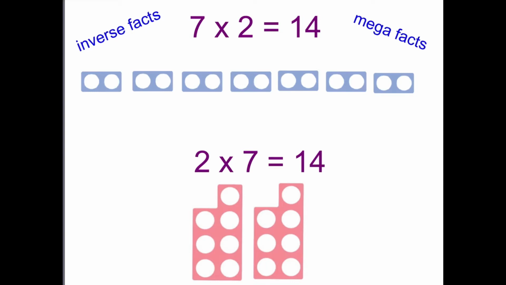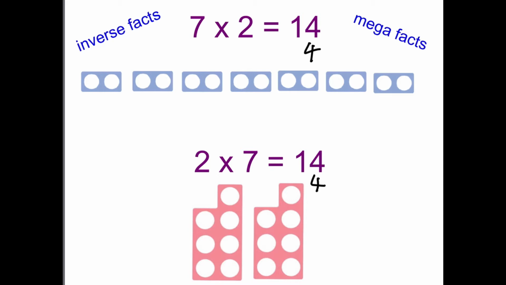Hi Year 2, our fact of the day today is 7 times 2 is 14. I'm just going to correct that 4 because we don't like 4s that look like that. So that means if you have 7 sets of 2, you get 14.